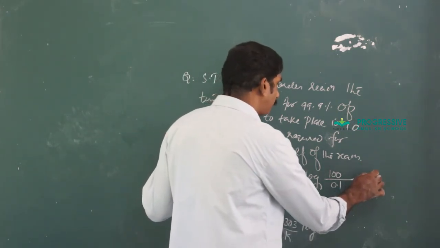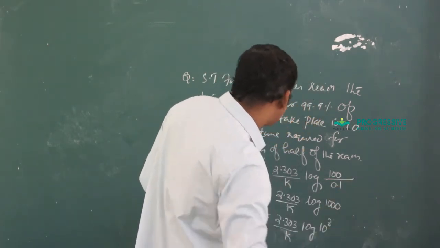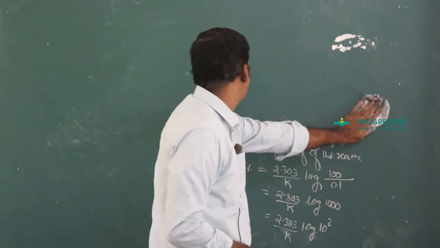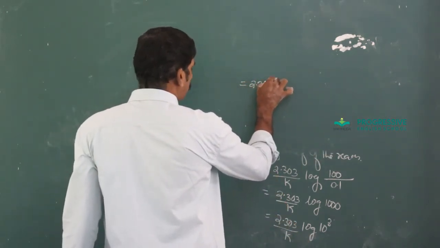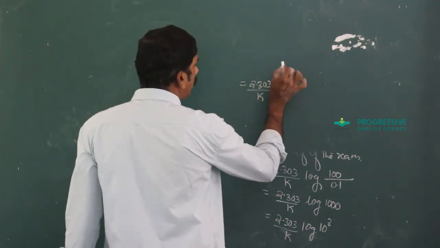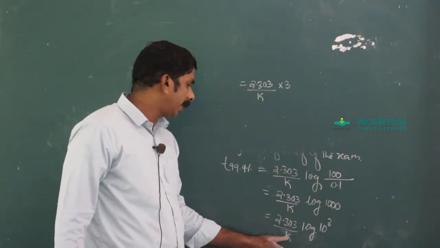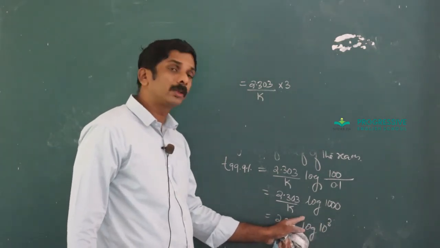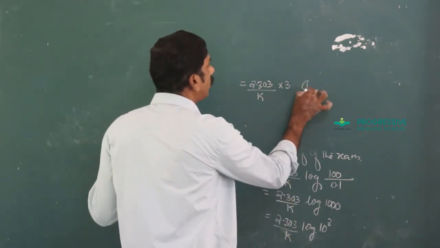3 log 10 is equal to 2.303 by k into 3. Log 10 raised to 3 means 3 log 10, and log 10 is 1. That is the first equation.